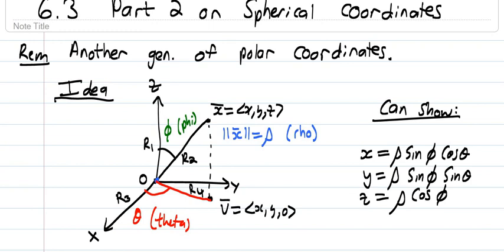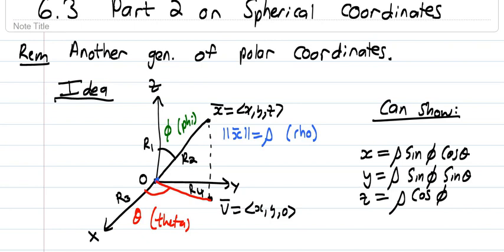So if you have point P or vector x with coordinates x, y, z, then what you do is you project that point to the xy plane, which is vector v with coordinates x, y, 0. And then you measure the distance from the origin to vector x. So the norm of x, we're going to define that as rho. And we can connect the origin to vector x. We can call that ray r2. And we can look at the positive z-axis. We can call that ray r1.